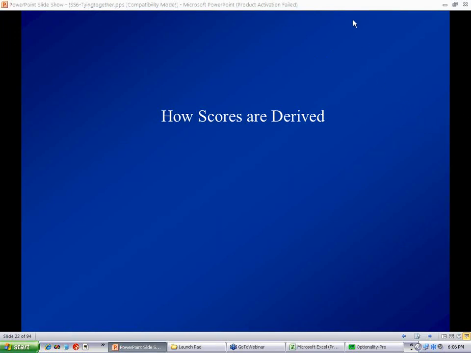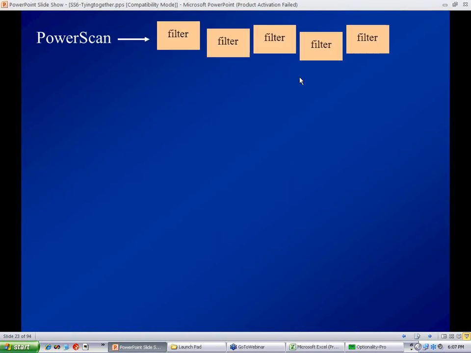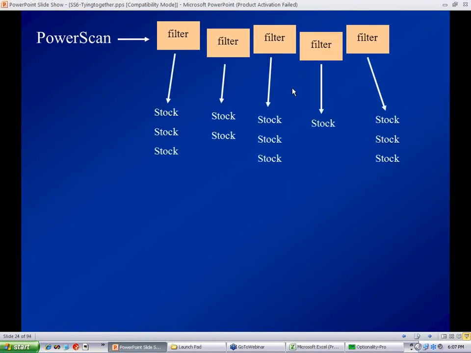All right, how scores are derived. I've gone over this material before, but you cannot learn this enough. Remember, every stock has a score. Now, to understand this, go back to our original product from years gone by, which is PowerScan. In PowerScan, you could generate either built-in or custom filters. Of course, a filter locates a certain pattern or setup you're looking for. And then they scan for various specific stocks. This has been the norm in our product line for years and years.